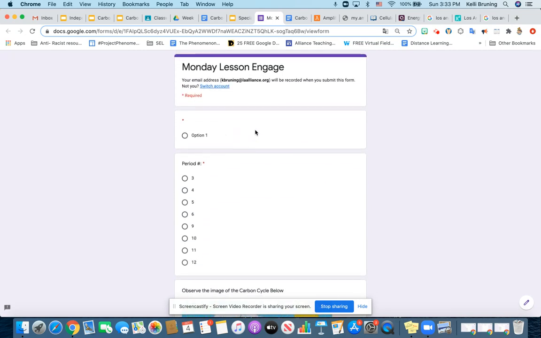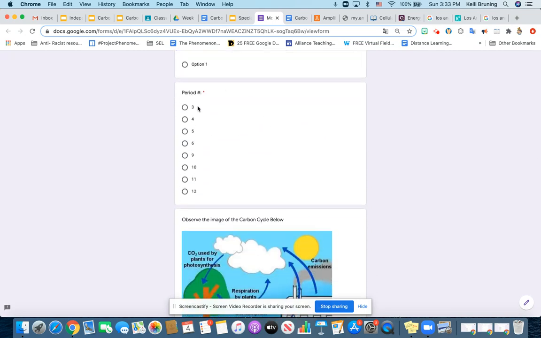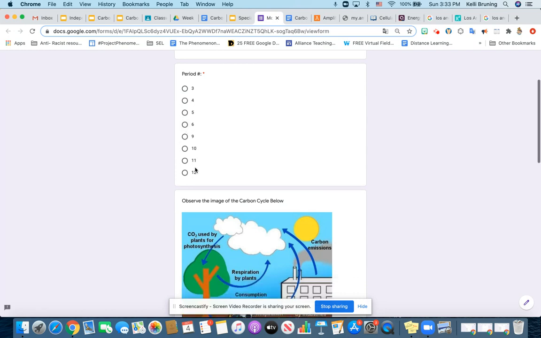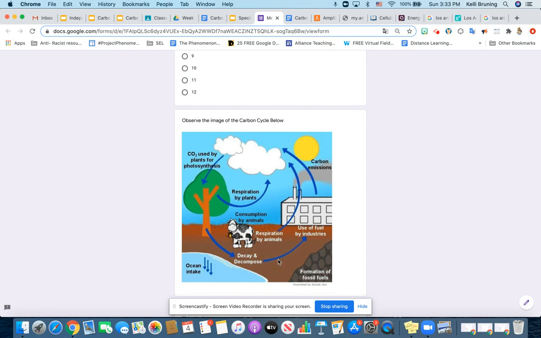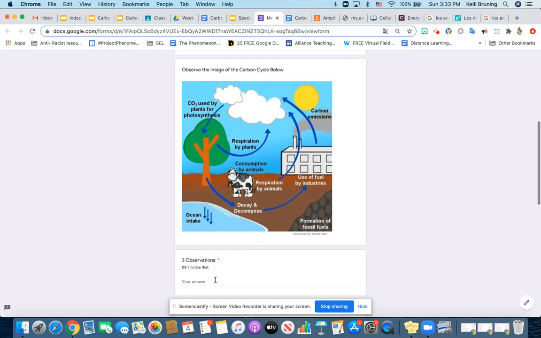And I'm going to delete that question up at the top there. You'll want to input your period. And then what you're going to do here is you're going to take a look at the image below, write down 3 observations. So please write at least 3 observations that you notice from this image right here.